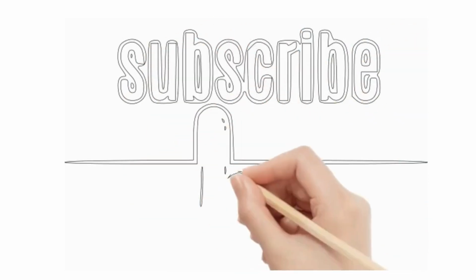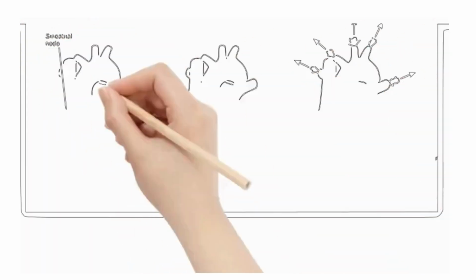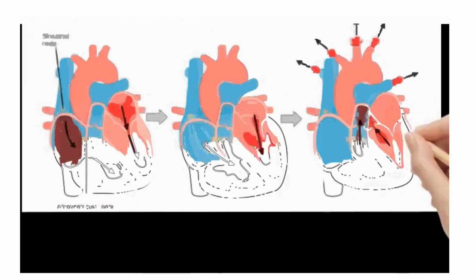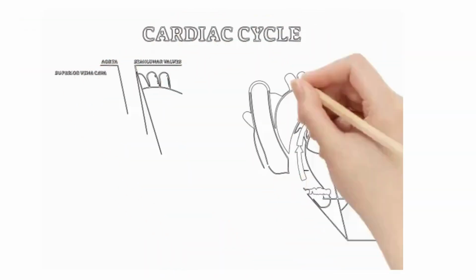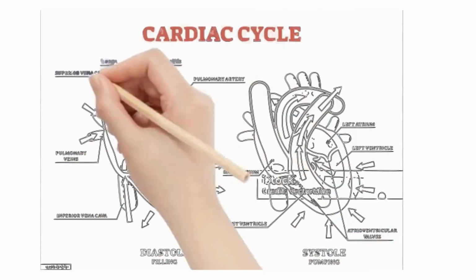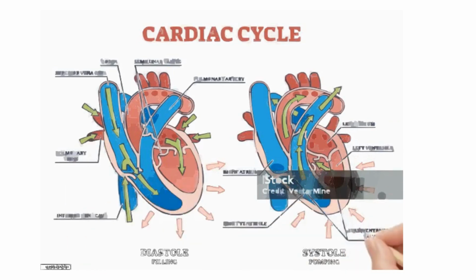Okay, let us dive in. The cardiac cycle refers to the rhythmic pattern of contraction and relaxation of the heart during one complete heartbeat. Contraction of the heart muscle is known as systole, where the heart pumps blood out to the body. Relaxation is called diastole, where the heart refills with blood.